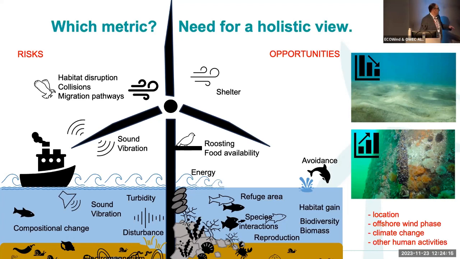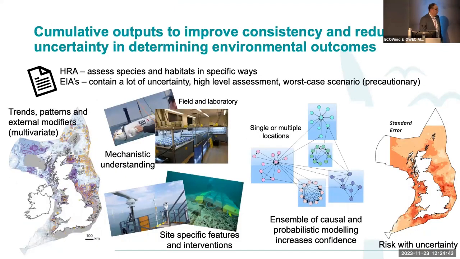So we can ask things like, how does sound affect a particular species, or how does vibration affect a particular species? But what we should be asking is, how does that affect those species in that system, and the things we care about, the functioning of that system as a whole, when we take into account all of those things, plus location, plus wind phase, plus climate change, plus those other human activities. So it's all really about, how do we leave this environment in a better state?